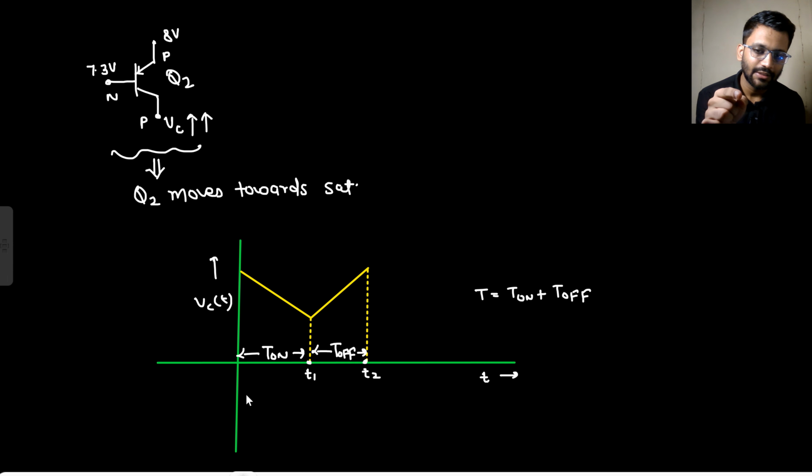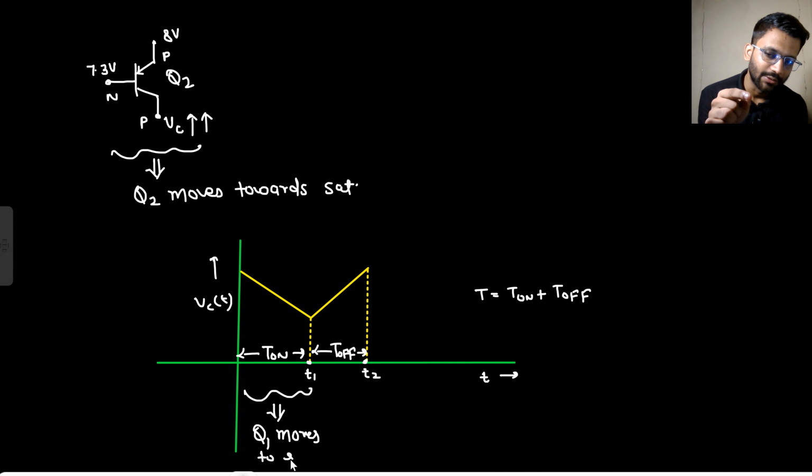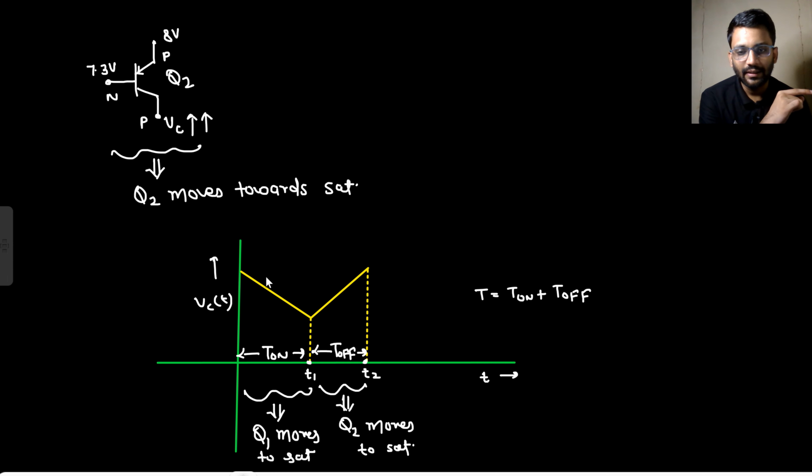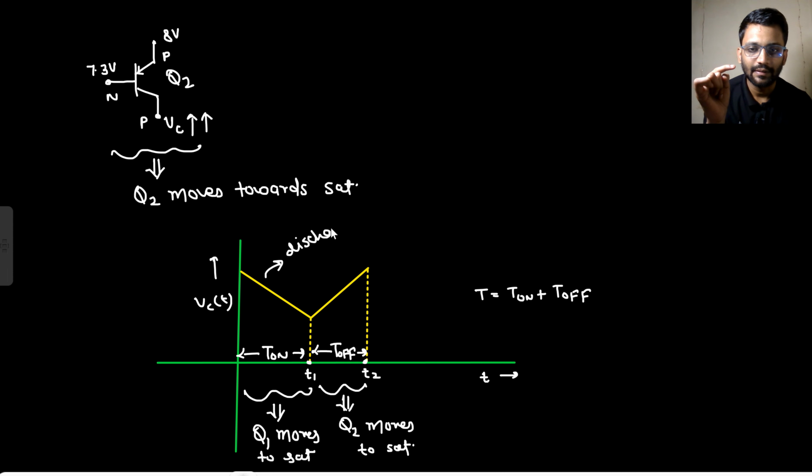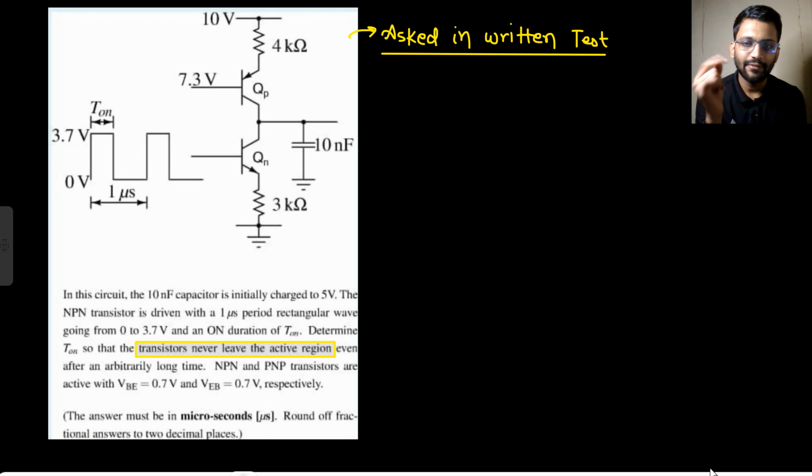In this cycle, if VC was going down, who had the problem? Q1. Q1 moves to saturation. And if VC is going up, who has the problem? Q2 moves to saturation, right? Let's just say in this one, the capacitor is discharging, and here the capacitor is charging. So let's take the first condition.